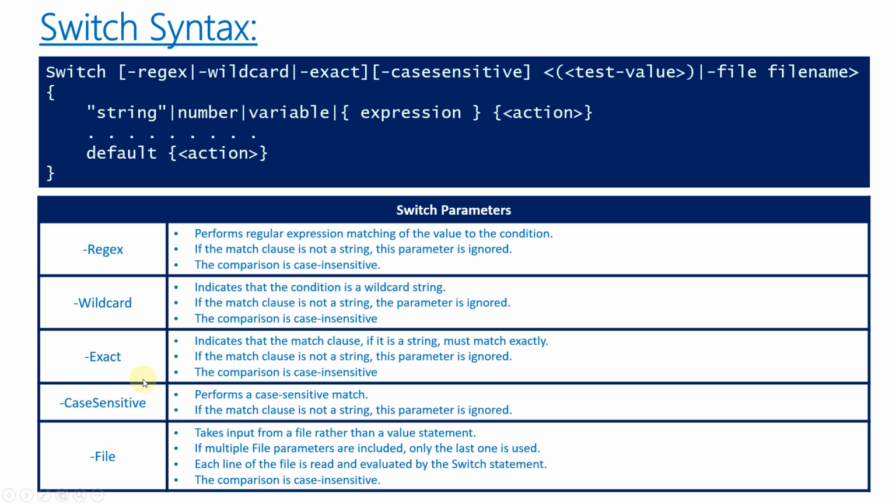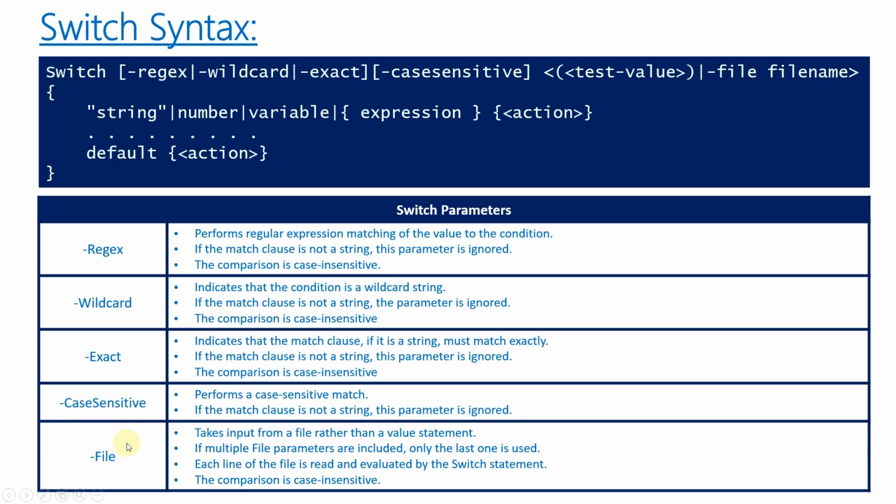After that we have case sensitive. All these parameters are case insensitive by default, and if we want to make them case sensitive, then we will have to pass one more parameter called case sensitive. It will match only case sensitively, and if again the clause is not a string, it will be ignored.